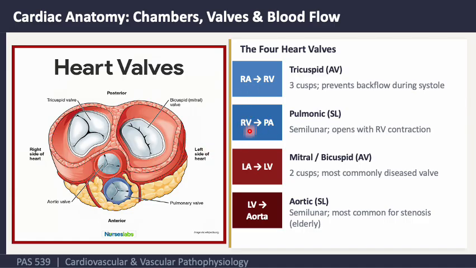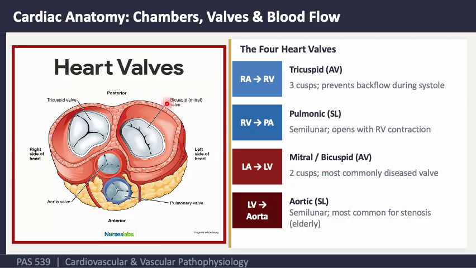Then the blood again will travel from the right ventricle to the pulmonary artery, and it goes through the pulmonic valve, and you see that right here. It's a semilunar valve, and it opens with right ventricle contraction. Again, that blood travels through the pulmonary arteries into the lungs, where it becomes oxygenated, and it returns to the left side of the heart via the pulmonary veins.